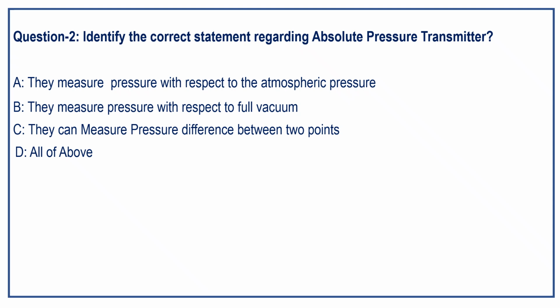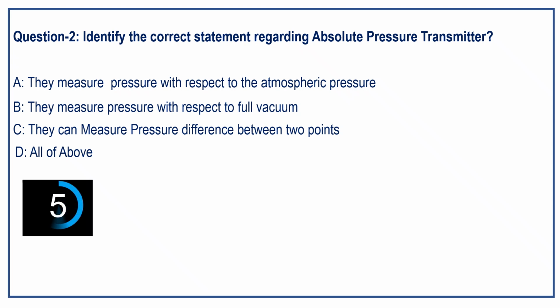Next question is identify the correct statement regarding the absolute pressure transmitter. Option A, they measure pressure with respect to atmospheric pressure. Option B, they measure pressure with respect to full vacuum. Option C, they can measure pressure difference between 2 points. Option D, all of above.